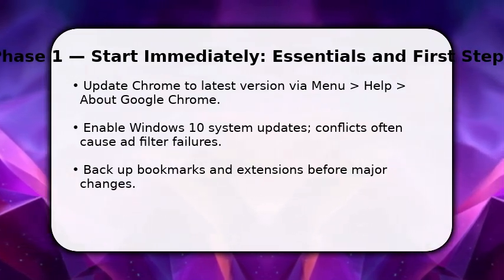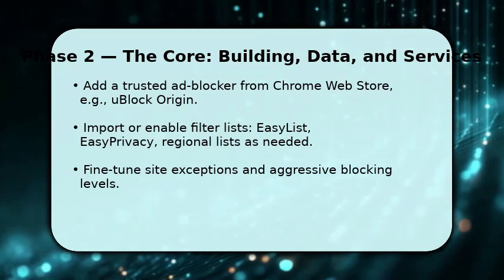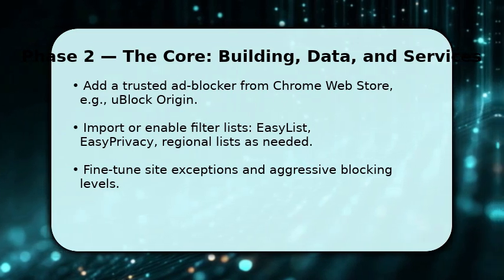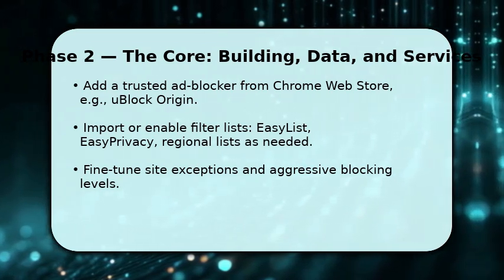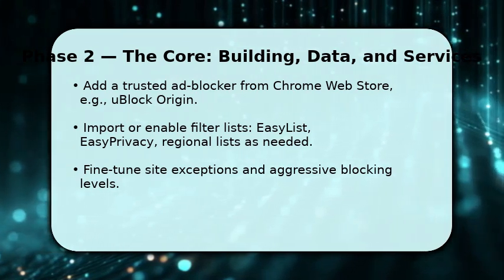Next, you install a reliable extension. uBlock Origin is a strong choice. Add it from the Chrome Web Store and grant necessary permissions. Then open the extension dashboard and import or enable filter lists like EasyList and EasyPrivacy. Add regional lists for local sites.